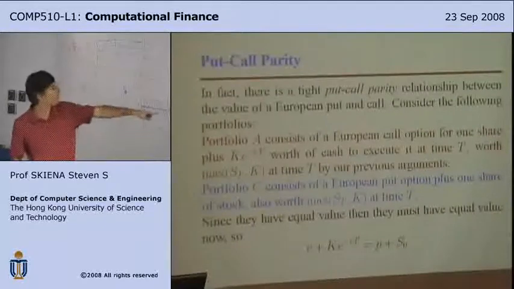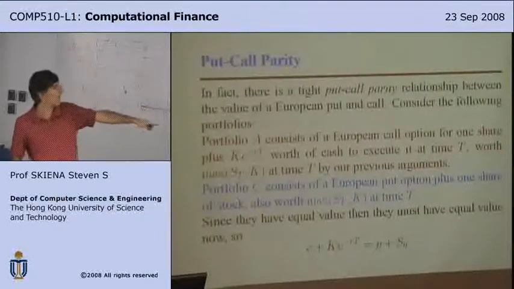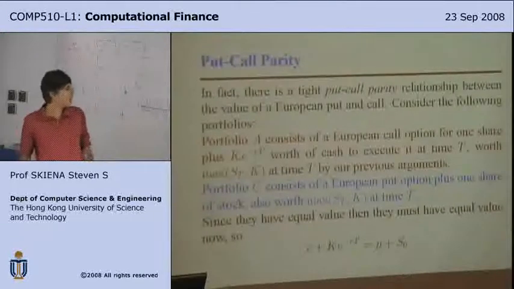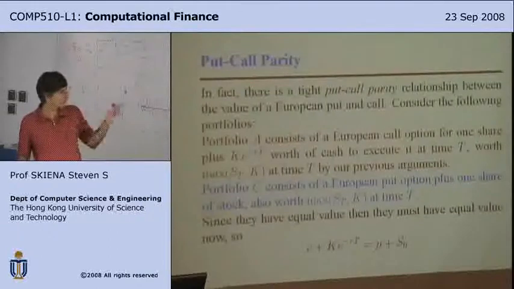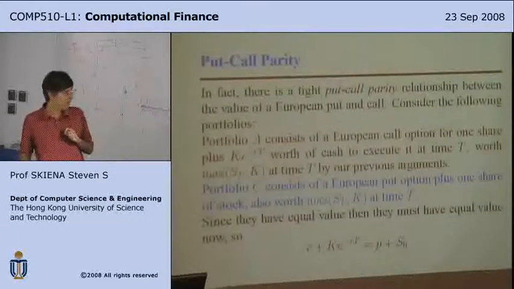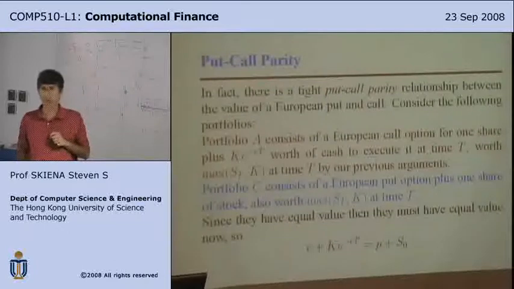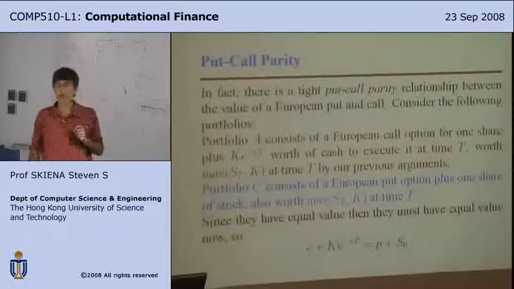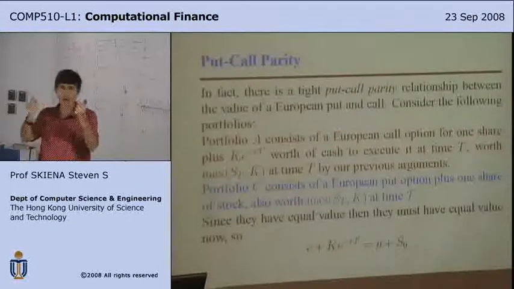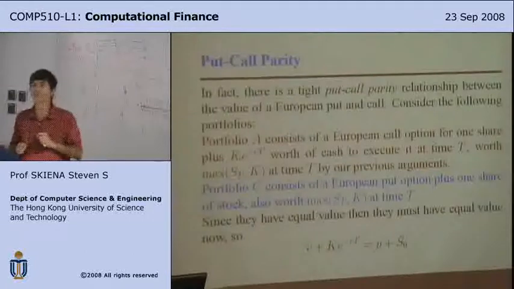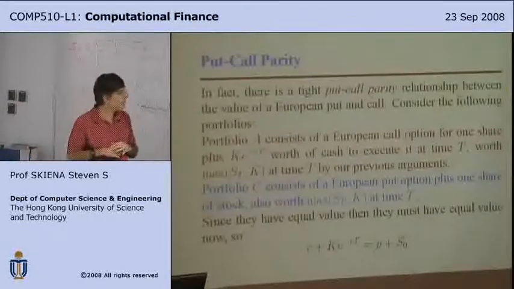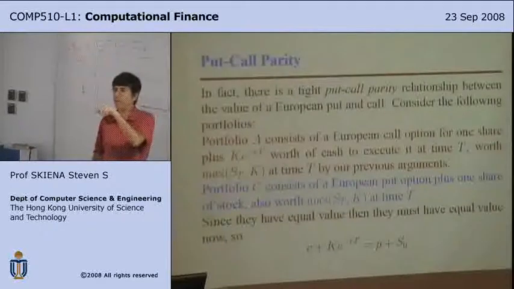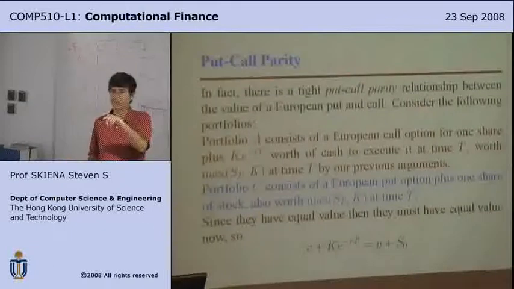And since one portfolio on the left, portfolio A, is a call plus cash in the bank, and portfolio C was a put at that price and a share of stock, we get this relationship: one equation that gives us the value of the call and the put as a function of the current price, the strike price, and the interest rate. Any questions about how that came about?